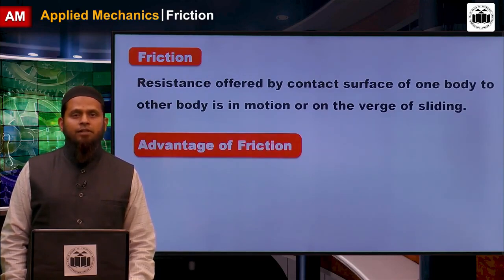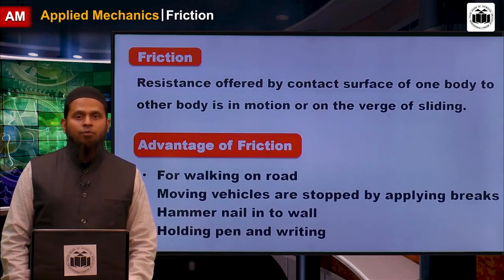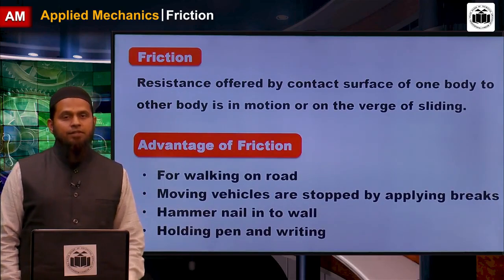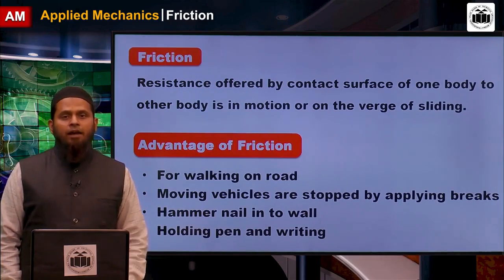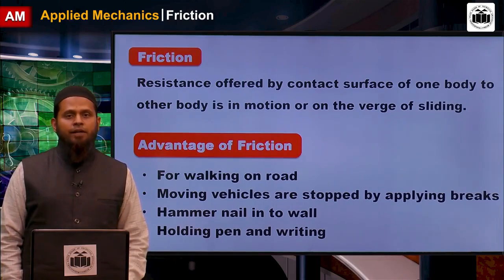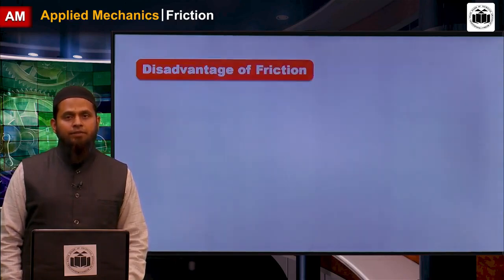Now, what are the advantages of friction? For walking on the road, friction is required. Moving vehicles are stopped by applying brakes. This is also friction. Hammering a nail in the wall is also friction. And for holding a pen and writing, friction is required.